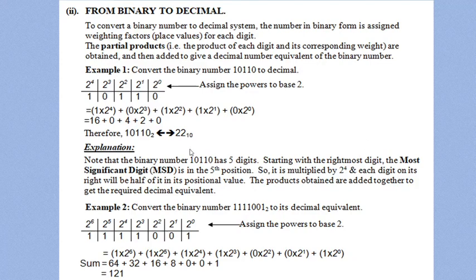Example, now look at how I'm explaining this. Convert the binary number, this one, to decimal. Remember, a binary number must be a combination of ones and zeros.